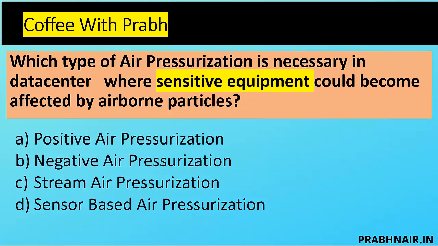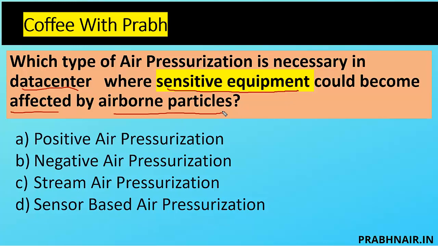Okay, so we have the next coffee shot. Which of the following air pressurization is necessary in a data center where sensitive equipment could become affected by airborne particles? Airborne particles are the biggest threat for the equipment. Option A, positive air pressurization, option B, negative air pressurization, option C, stream air pressurization, and option D, sensor based air pressurization.